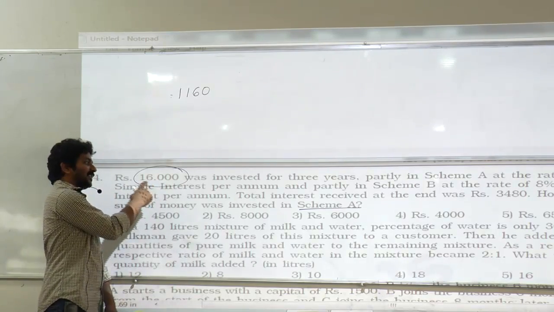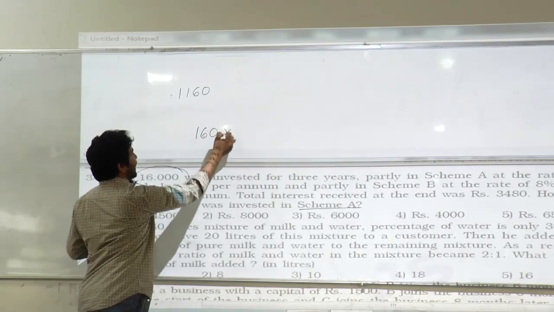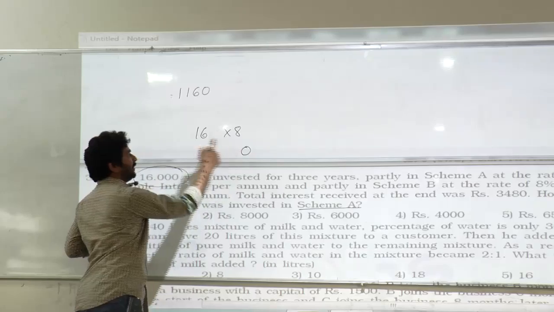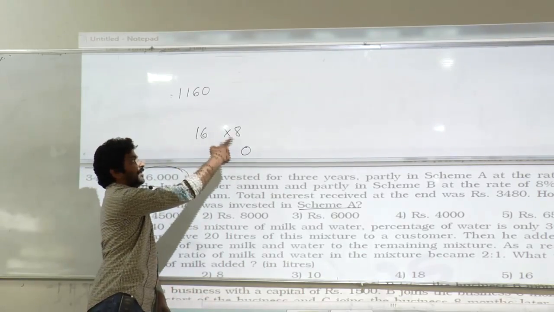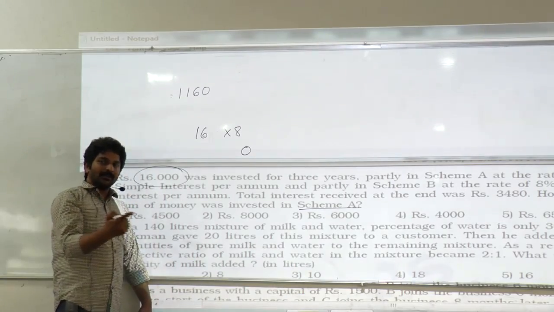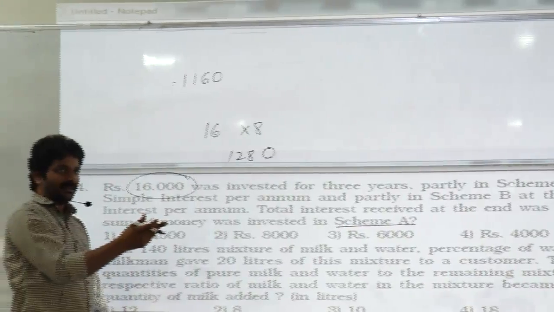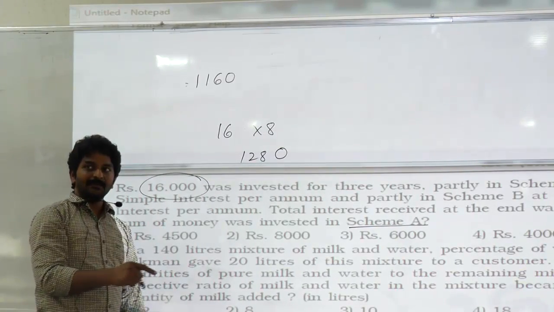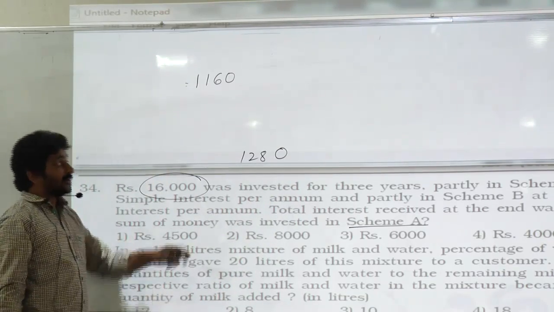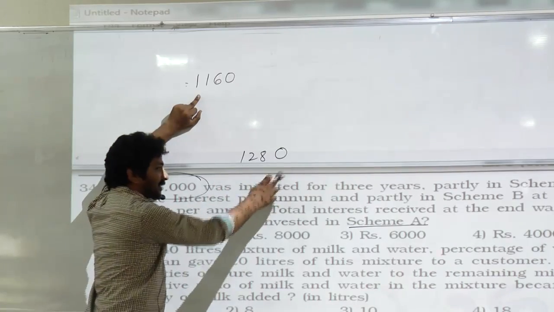What do you mean by 1% here? 160. 8% in the sense 160 times 8. As you have 0, you'll have 0 here, no issue. This is 2 into 8 into 8, that is 2 into 8 square, 2 into 64, that is 128. So if 16,000 rupees is given for scheme B, which offers 8% per annum, in 1 year it will give you 1280 rupees. But how much is given in the question? 1160. And we are getting 1280 rupees.